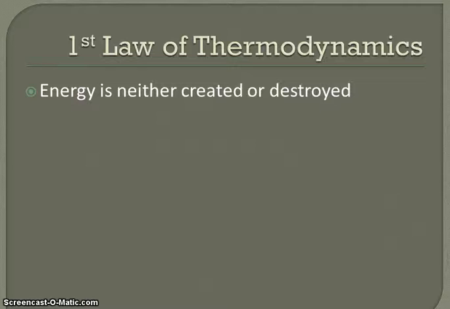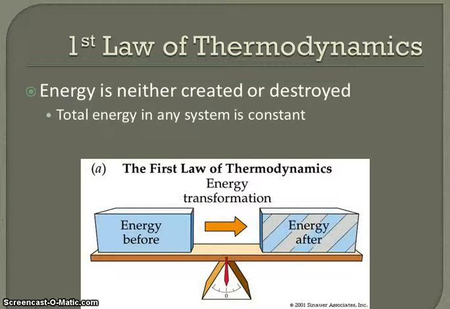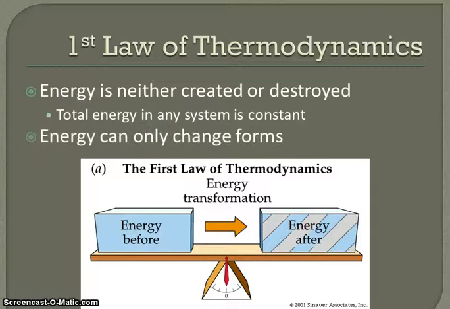The first law of thermodynamics says that energy is neither created nor destroyed. So what that means is the energy in the system is going to be constant. Whatever energy is present before is going to be present after. Now it can change forms, but the total amount of energy remains the same.